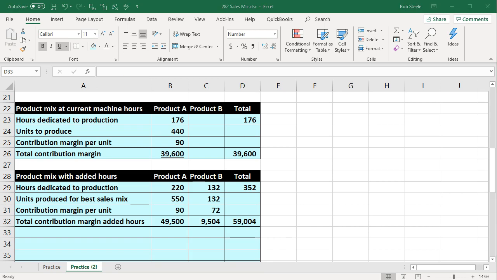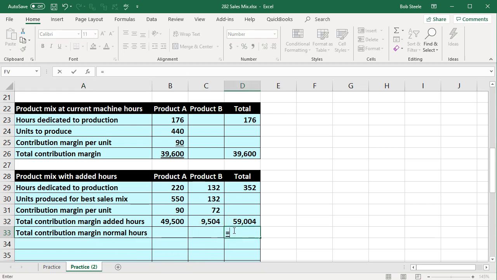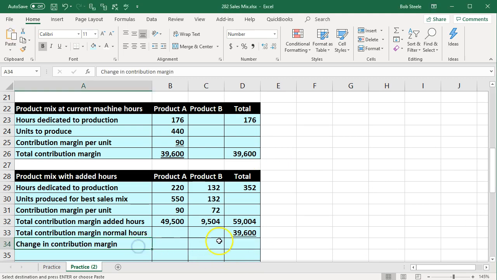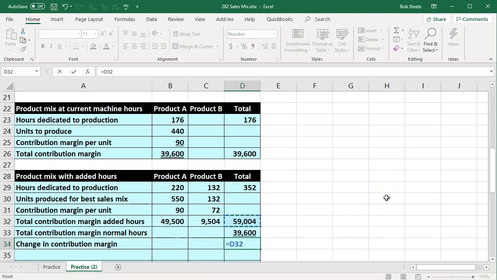Now, if we look at the total contribution margin prior to this and make a comparison, here's the prior contribution margin that we had. This is going to be equal to the 39,600. We'll take the difference between those two. That's going to be the change. This equals the 59,004 minus the 39,600, which is 19,404.